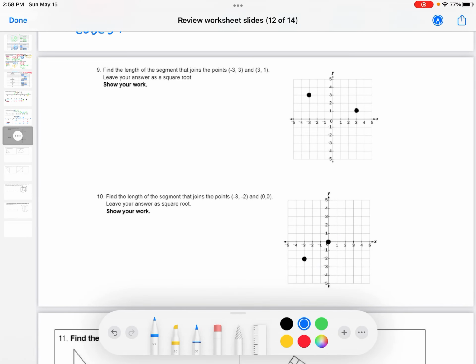This is the video for questions 9 and question 10. Finding the length that joins the points -3, 3, and 3, 1. It says leave your answers in a square root and to show your work.